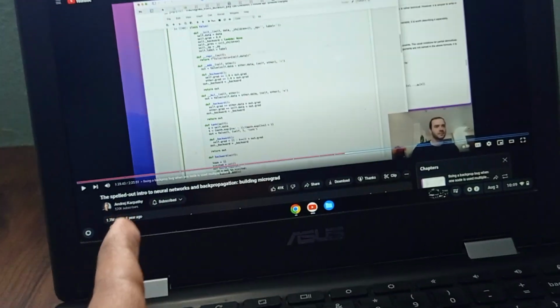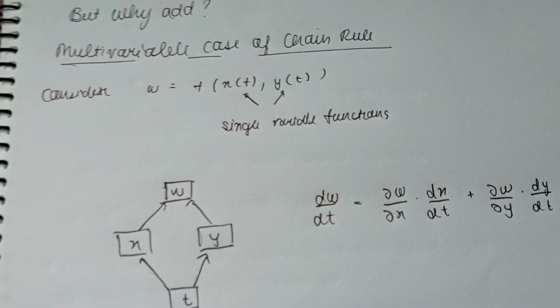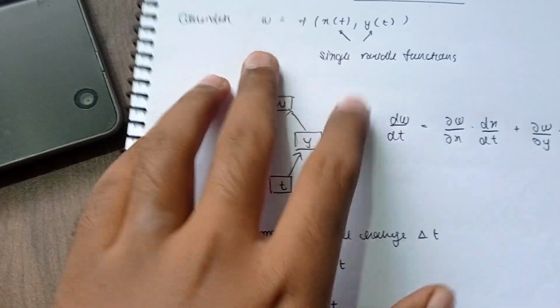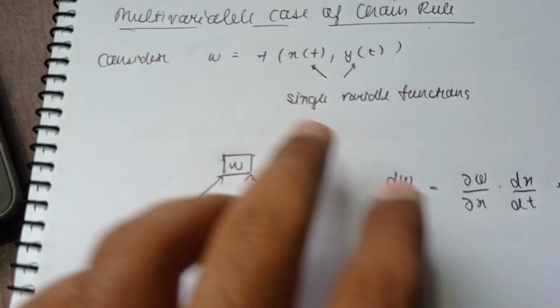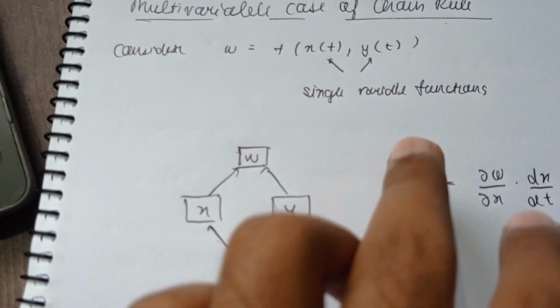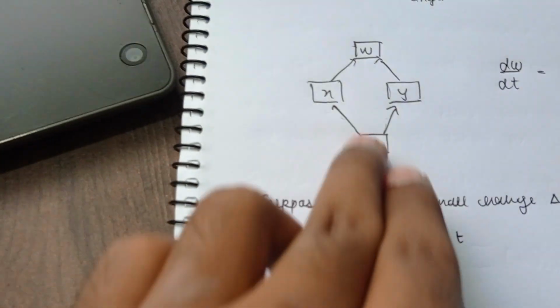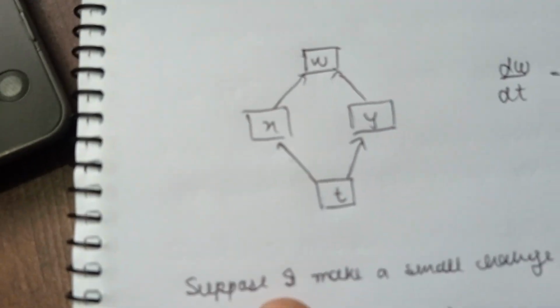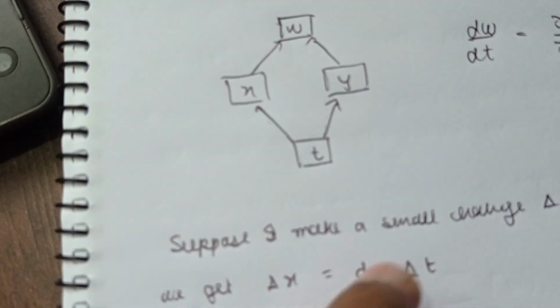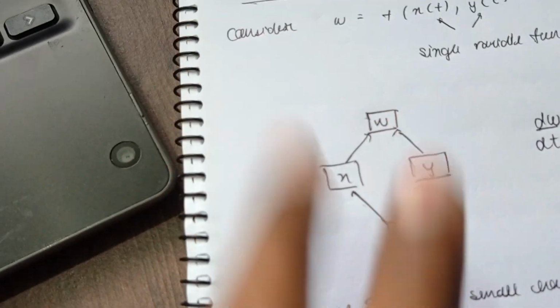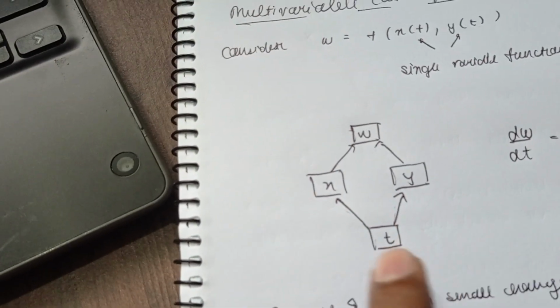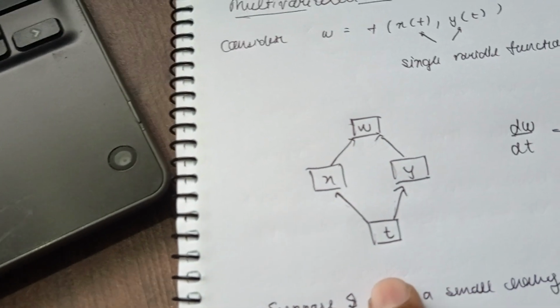So here we will learn the multivariable case of chain rule. Consider an equation w, which is a function of x and y, and x and y are both dependent on a single variable t. Look at this diagram, it will explain the same thing in a better way. So w is dependent on two variables, x and y, both of which are dependent on a single variable called t.